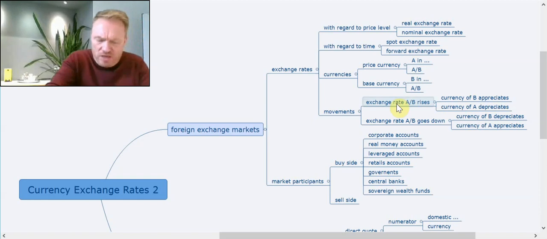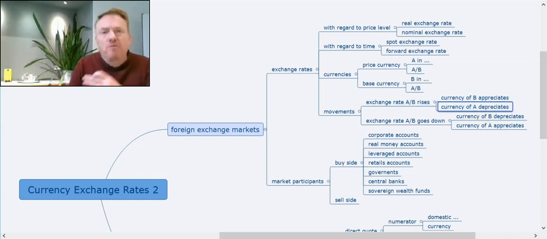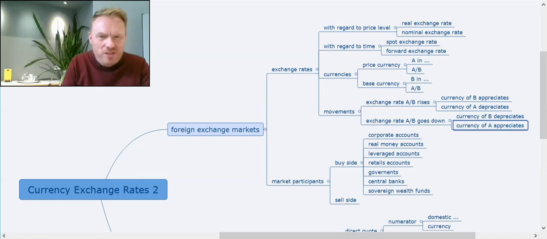The exchange rate A per B rises. That means that the base currency appreciates, whereas the price currency depreciates. And of course, vice versa. If it's the other way around, it's totally the opposite. If the exchange rate goes down, so does the base currency. It goes down, it depreciates, whereas the price currency appreciates.